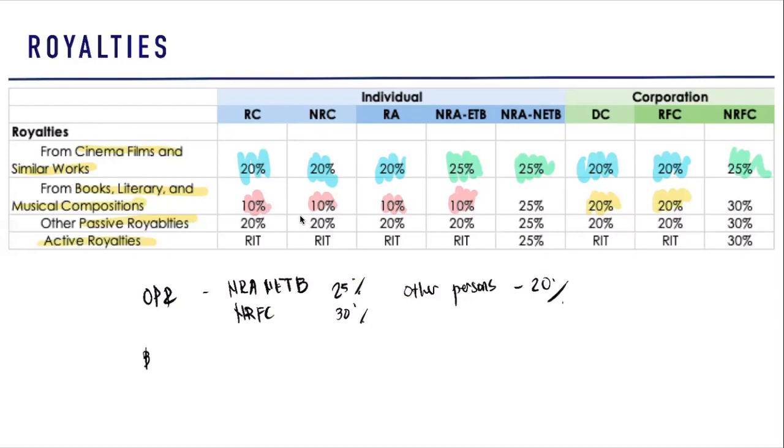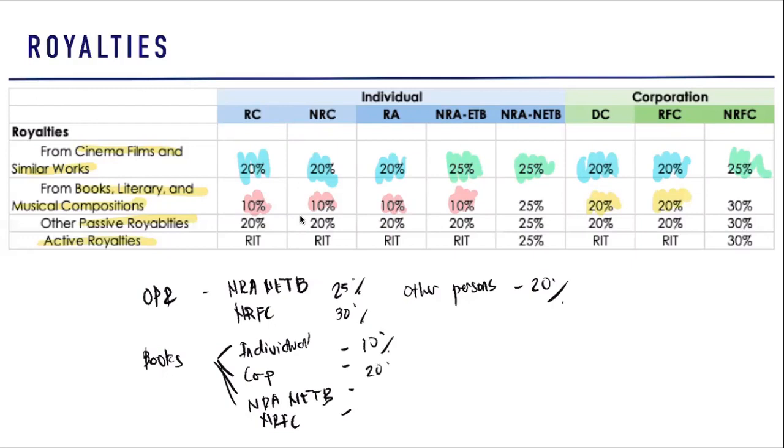How about if that is books, literary, whatsoever? We say that we have your individual, corporation, and your NRA and ETB and RFC. So individual, 10%, corporation, 20%, NRA and ETB and RFC, we have 25% and 30%. Okay? So balik dun sa rule.